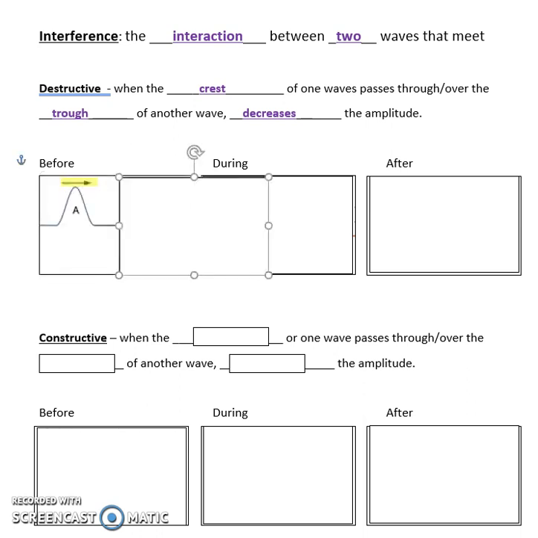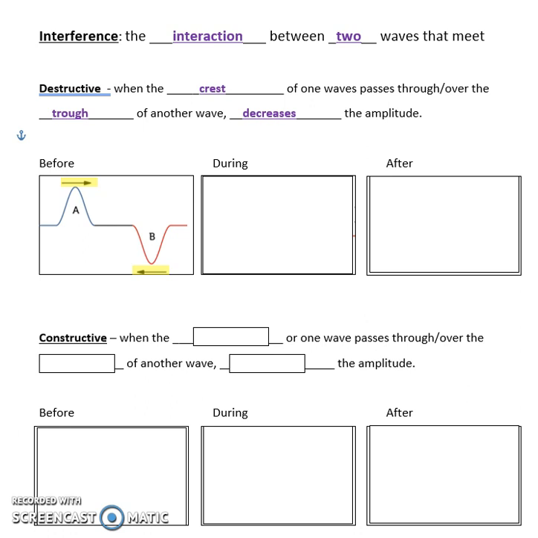So the first thing we're going to do is draw our waves before they can begin the destructive interference. So I have wave A, which has a positive amplitude, and wave B, which has a negative amplitude. We could also say that wave A has a crest, wave B has a trough. And you can see from the two arrows which have been highlighted, these waves are moving towards each other.